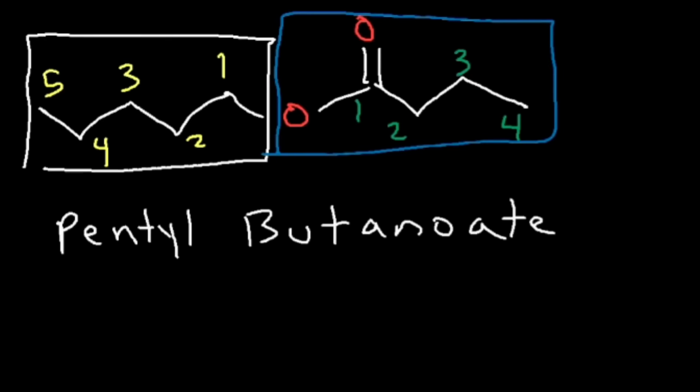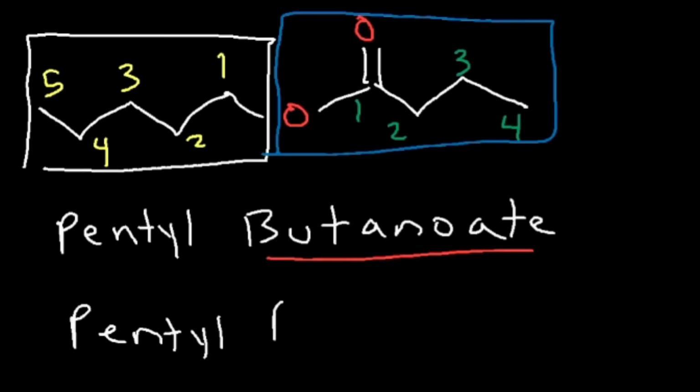Now, if you want to write the common name from the IUPAC name, if you see butanoate, you can replace it with butyrate. So this is pentyl butyrate.